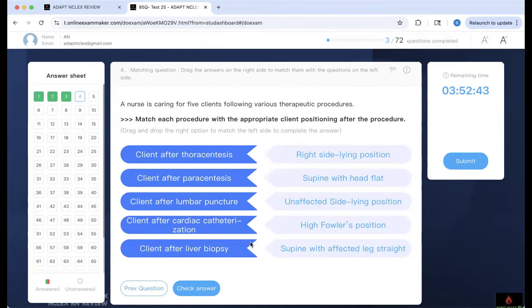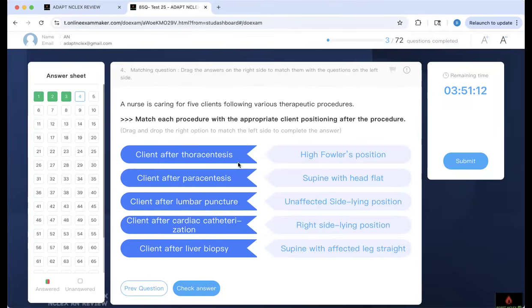Client after thoracentesis, client after paracentesis, client after lumbar puncture, client after cardiac catheterization, client after liver biopsy. These are high-yield content that you have to know in terms of safety and positioning, fundamentals. We have high Fowler position, supine with the head flat, unaffected side-lying position, right-side-lying position, supine with the affected leg flat. Which one should you pair with them?